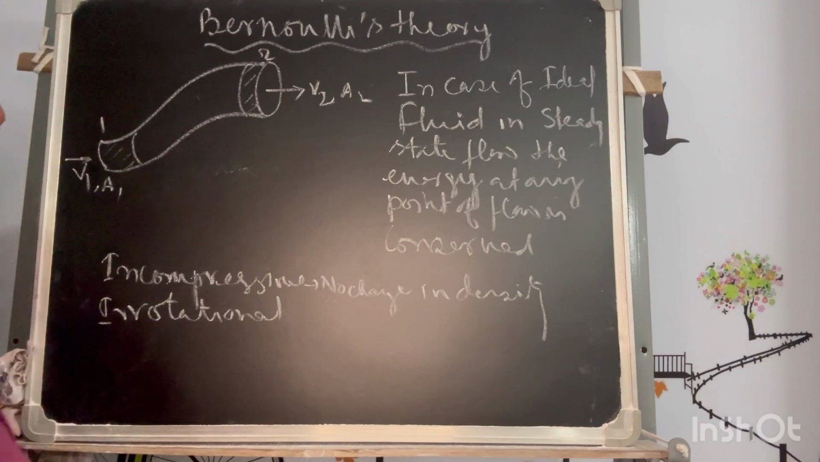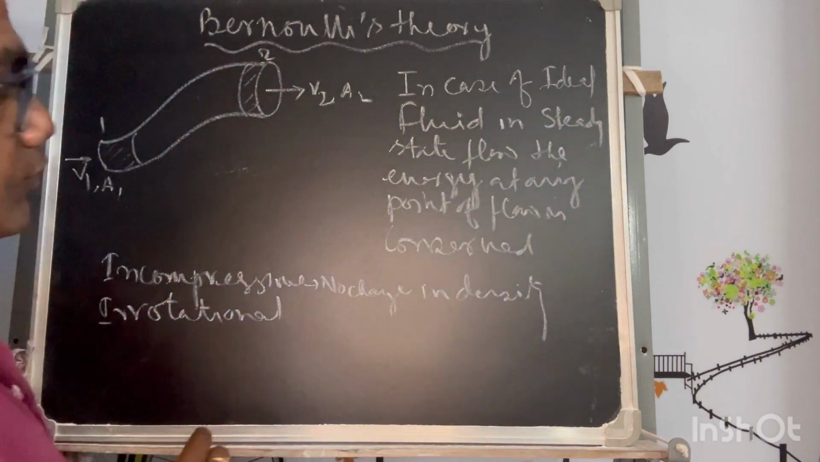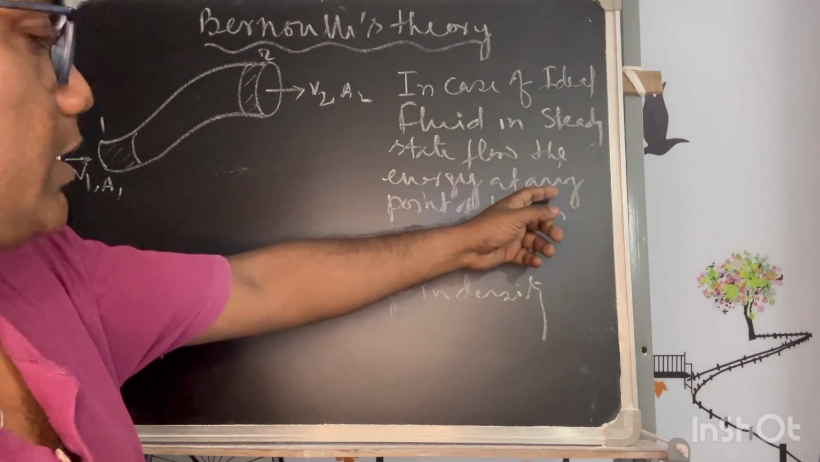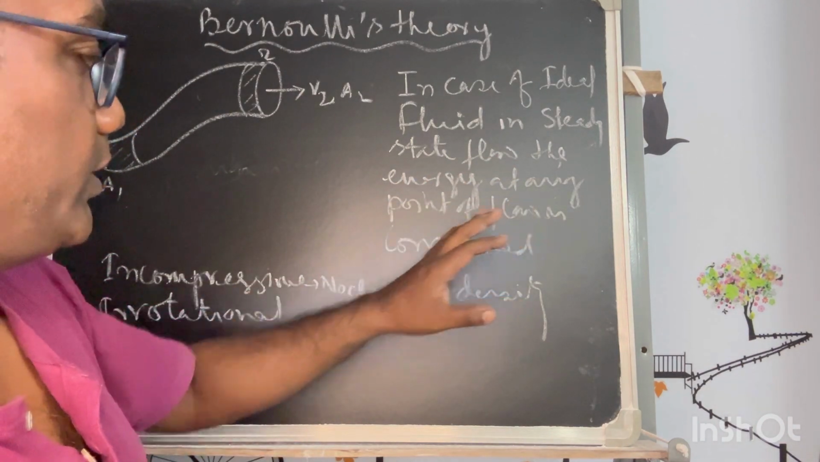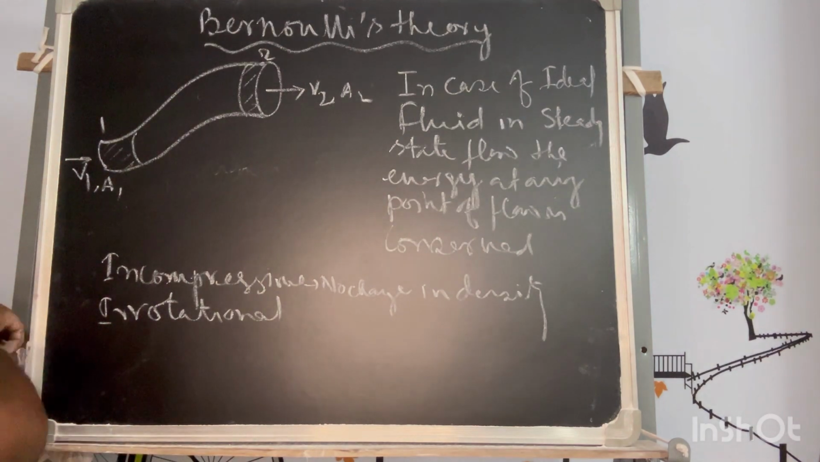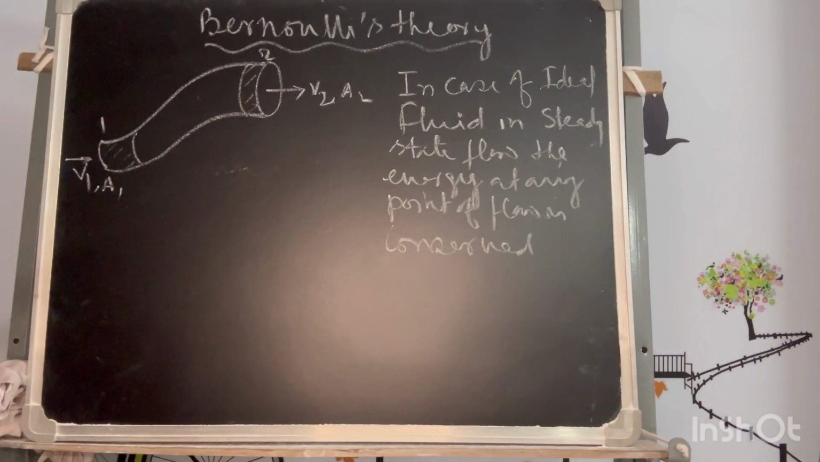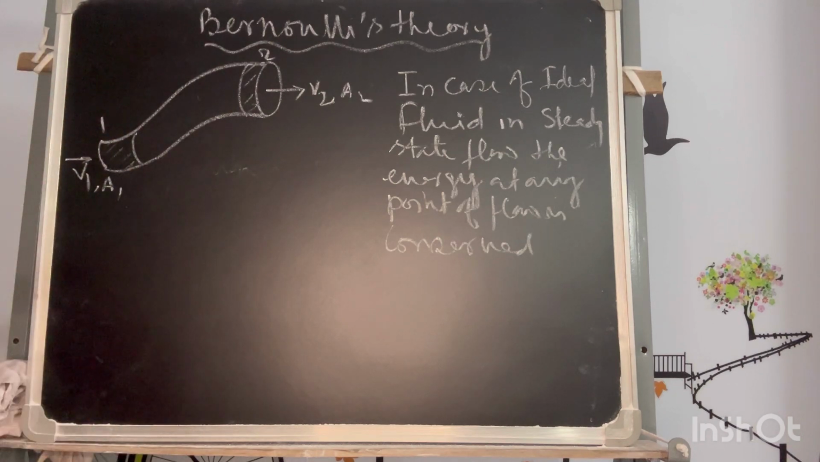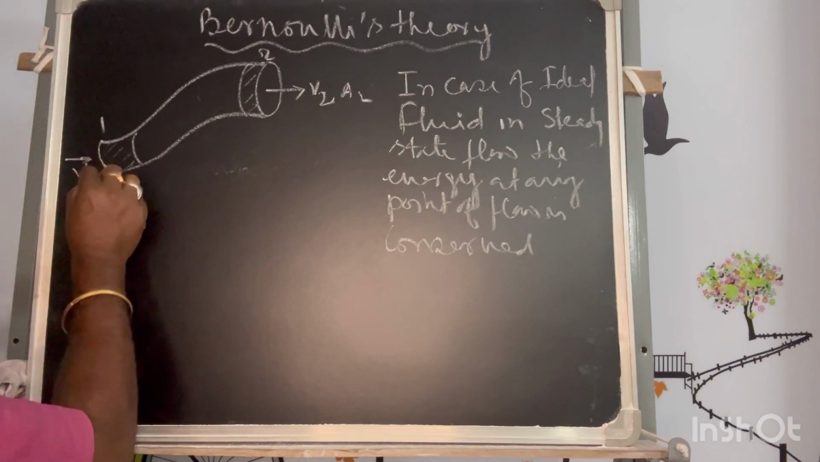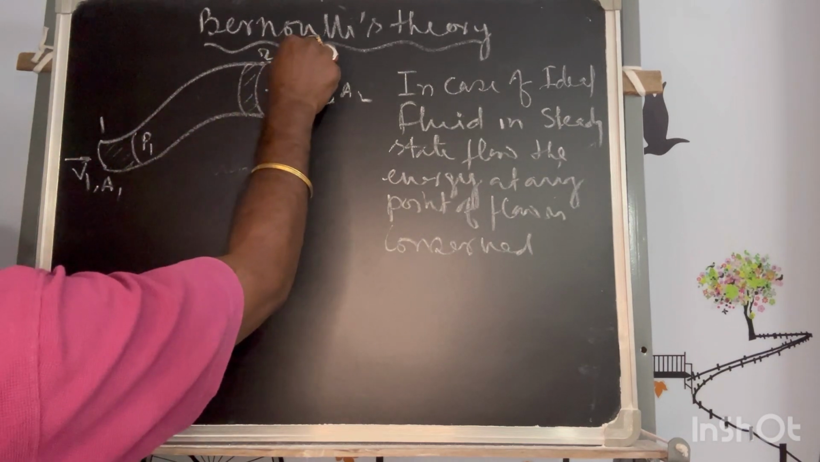So in such cases, for the fluid in a steady state flow, the energy at any point of the flow is conserved. So what are the energies if I want to bring them in at point 1? Let's say there is a pressure P1, there is a pressure P2.